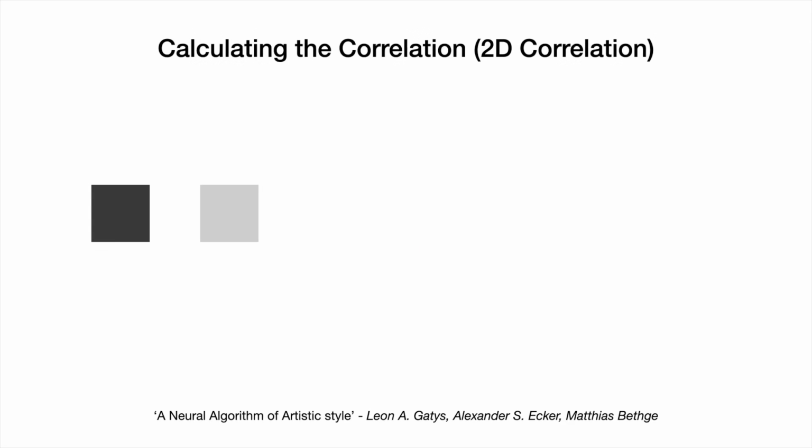Here is the detail of calculating the correlation between two feature maps. Suppose now we want to calculate the correlation between these two feature maps. First, we do an element-wise multiplication between these two maps. Then we sum up all the entries of the resulting matrix to get the scalar value. And this scalar will be the correlation between these two feature maps. In fact, this is a 2D correlation. We have learned this in the course.